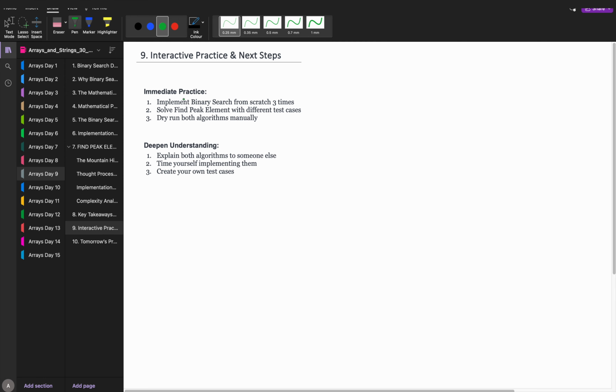Now, practice and next steps. So for immediate practice, I will say, try to implement it on your own at least 3 times from scratch. This will make your speed faster. Solve find peak element with different test cases on your own. Run both algorithms manually, run one step at a time. That will give you clarity on what is actually happening at each step.